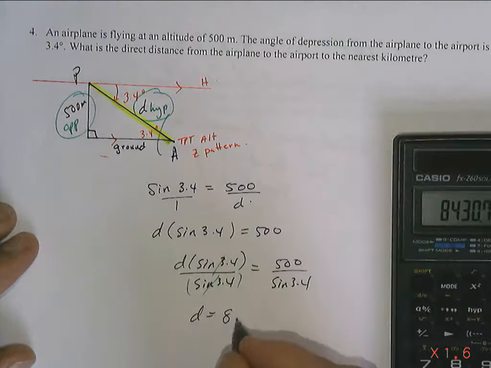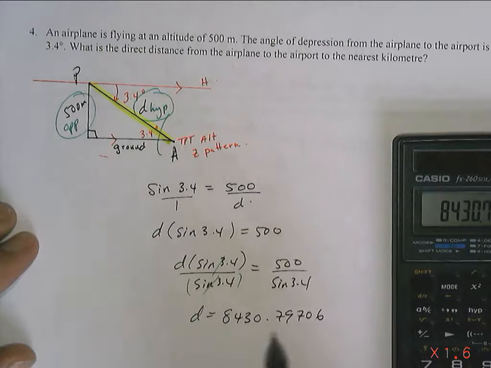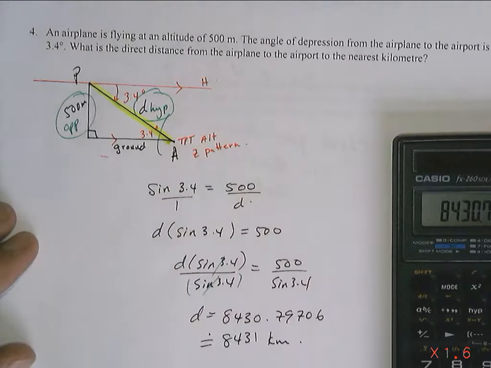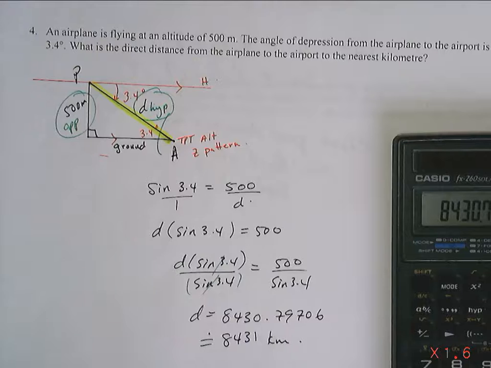8430 point something. To the nearest kilometer. So here's my whole decimal. They want it rounded to the nearest kilometer, so it's going to be 8430 kilometers approximately. All right, I'm going to stop there.